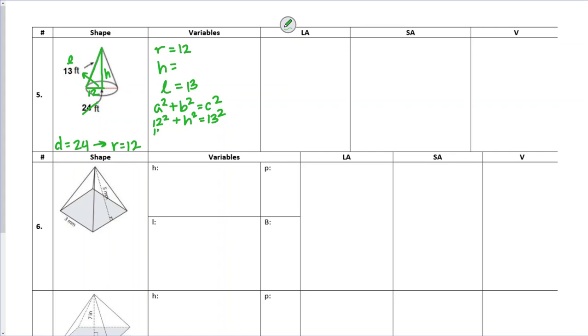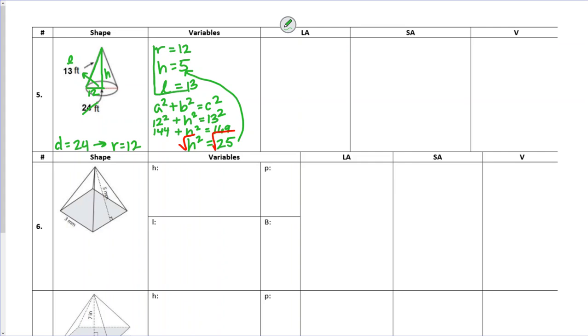Alright, so we got 144 plus h squared equals 169. And if you subtract the 144, you're left with h squared to equal 25. We need h, so we have to take the square root. So h equals 5, because the square root of 25 is 5.